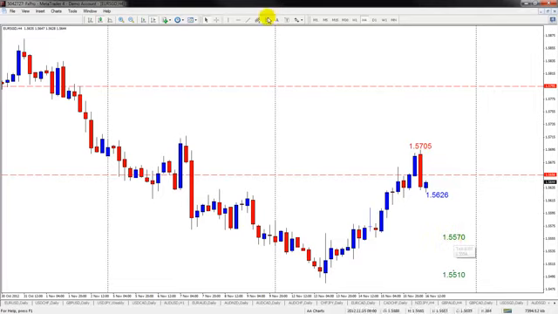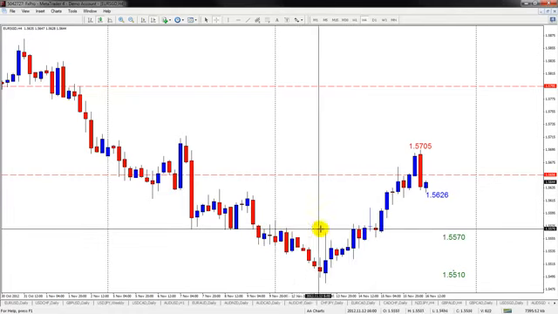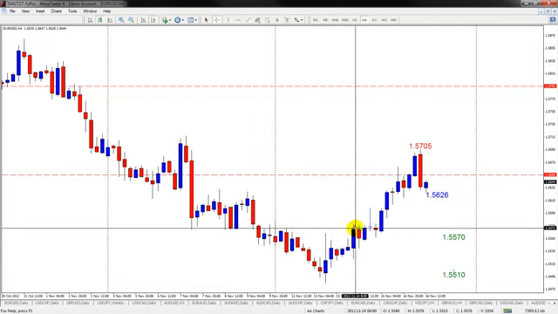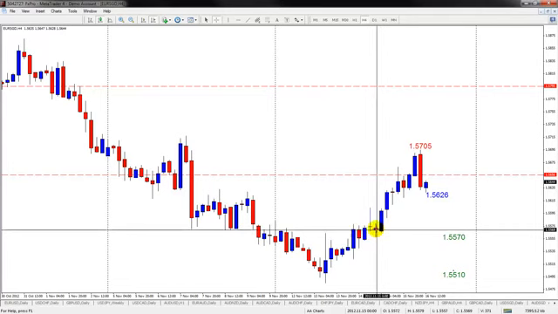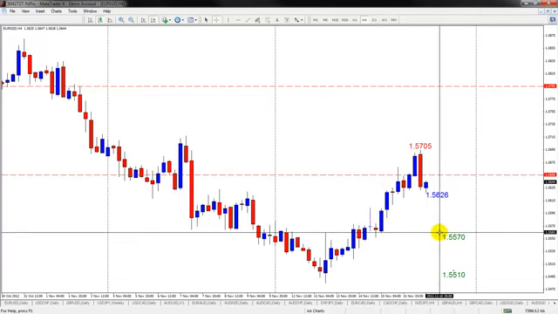I'm looking to take profit first at 1.5570, which is basically the support and resistance level right here. You see support, support, resistance with all these wicks and highs, some more resistance here, and even a little bit of support here where it broke through, came down, touched it, and went up. 1.5570 is my first target.